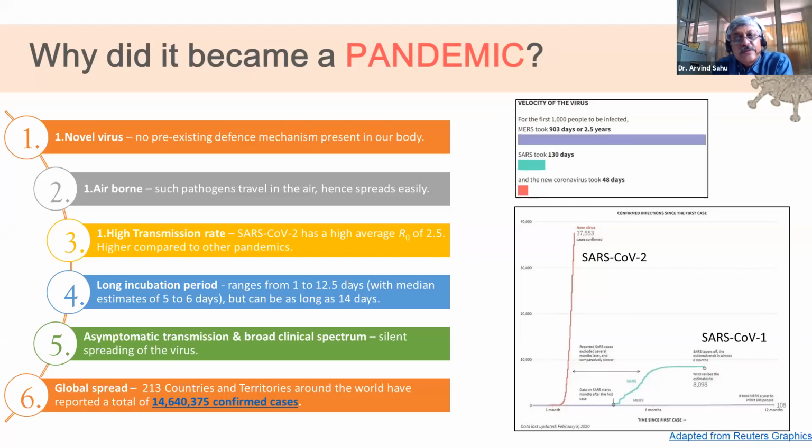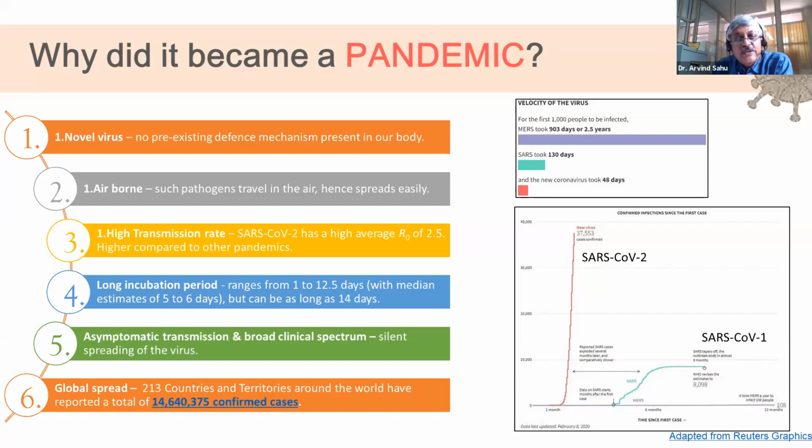The fourth point is the long incubation period. When people are infected, it can be anywhere from 1 to 12.5 days. So they are incubating, they are traveling, and they don't know that they have this infection. Therefore, they are carrying it to different places, and that's how the virus can move from one place to another.